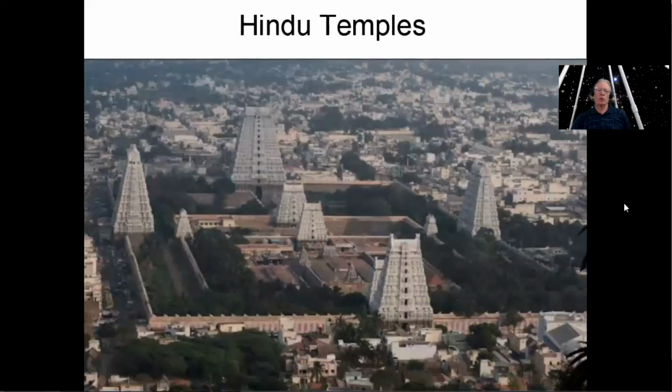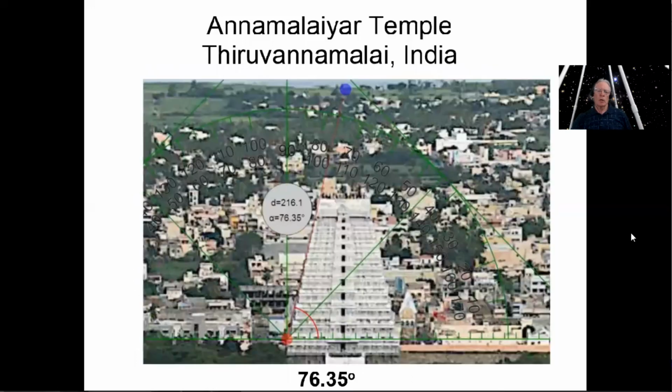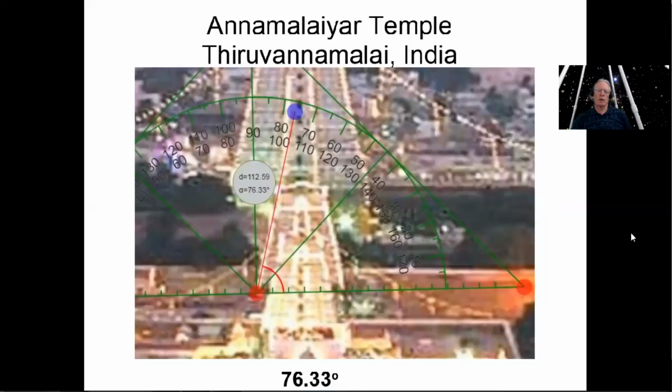Finally, we're going to finish up with Hindu temples, which was the original area of discovery for me. These Hindu temples, both on the front and the sides, have the geometry of the Stargate Pyramid, 76.345 degrees. This is the Arunachaleswarar Temple in Tiruvannamalai, India. It's dedicated to Shiva. The major temple in the complex, 76.35 degrees.